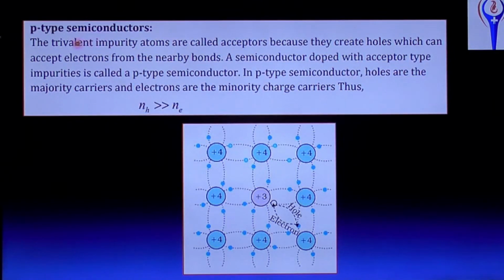Next, P-type semiconductor. The trivalent impurity atoms are called acceptors because they create holes which can accept electrons from the nearby bonds. A semiconductor doped with acceptor type impurities is called P-type semiconductor. In P-type semiconductor, holes are the majority charge carrier and electrons are the minority charge carrier. In N-type, electrons are the majority charge carrier and in P-type, holes are the majority charge carrier. See here, this is a trivalent element. Then there will be a vacant site, that is a hole. So the number of holes is always greater than the number of electrons in P-type semiconductor.